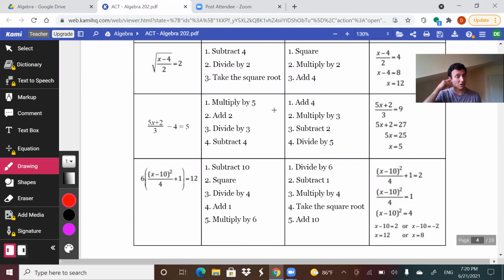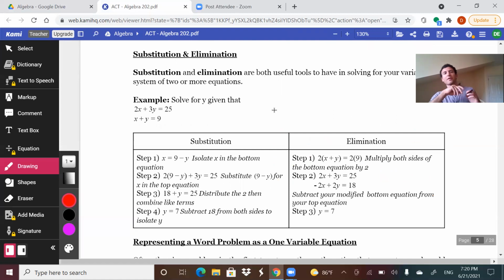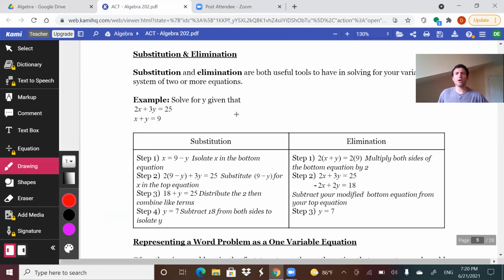It's just kind of essential algebra skills. You can get the practice right there. Okay, the other thing you need to be very comfortable with is being able to solve a system of equations, specifically knowing how to use substitution and elimination. Most students feel pretty comfortable with both of these, so I'm going to go through these pretty quickly.